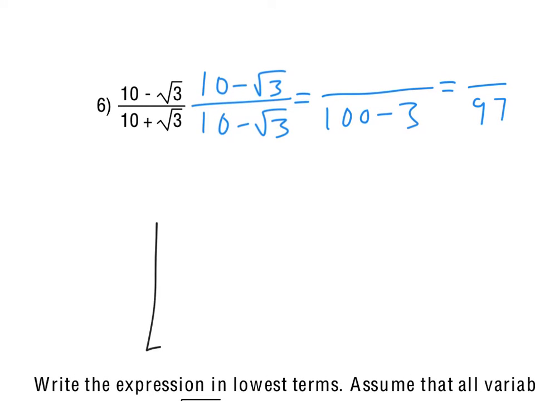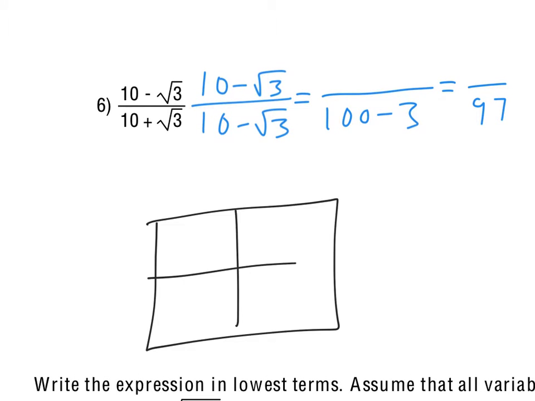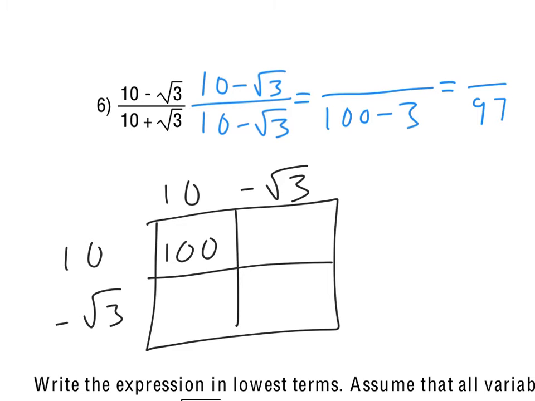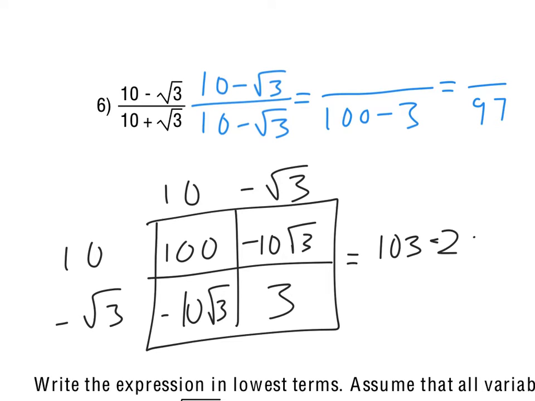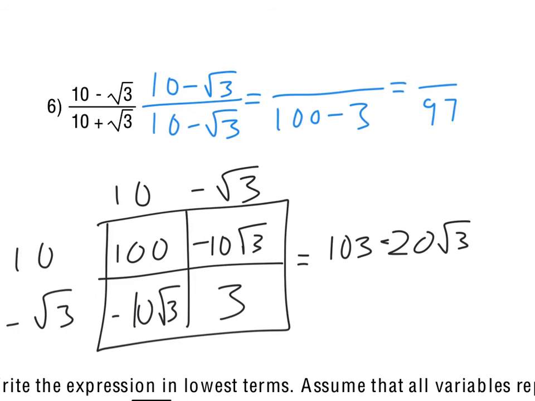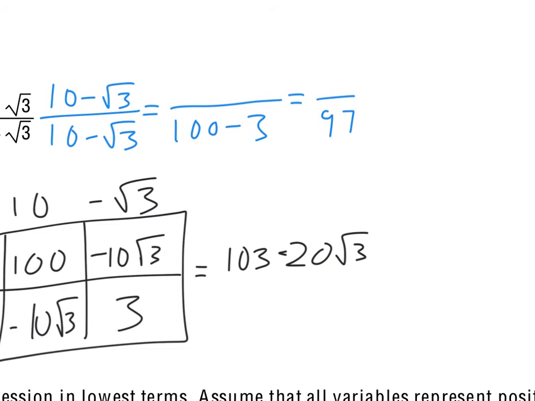So I'm going to go ahead and draw a box for that. So we get 10 minus the square root of 3 on the left and 10 minus the square root of 3 on the top. So we get 100, negative 10 square roots of 3, another negative 10 square roots of 3, and here we get the negatives to cancel out, get the square root of 9, which is just 3. So grand total, we get 103 minus 20 square roots of 3. So really that's what goes over our 97.